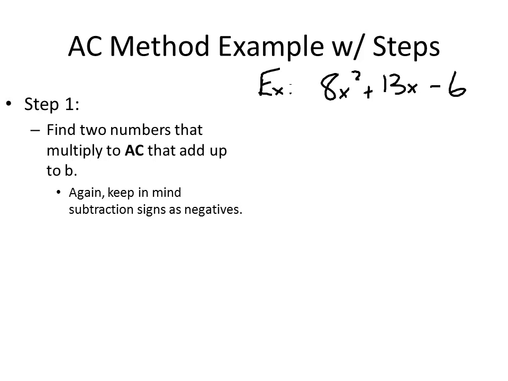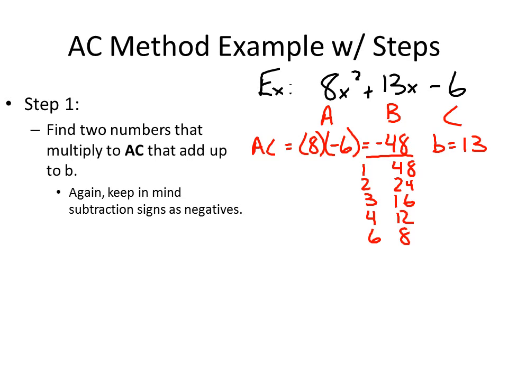So I'm going to go through step by step and show you an example of how to do the AC method. The example I'm going to do for you is 8x squared plus 13x minus 6. Step 1, you're going to find two numbers that multiply to AC that have to add up to equal the b term. Again, we're going to keep in mind the subtraction signs as negatives. So in this case, c is going to actually be -6.